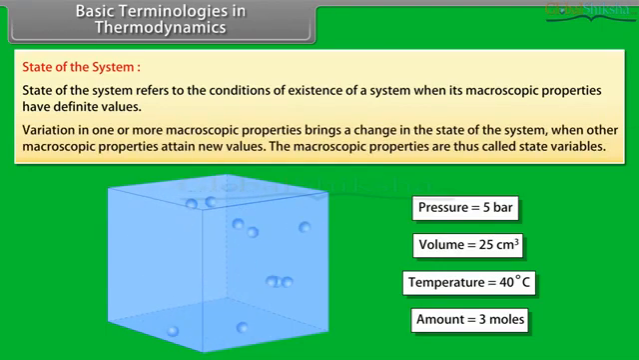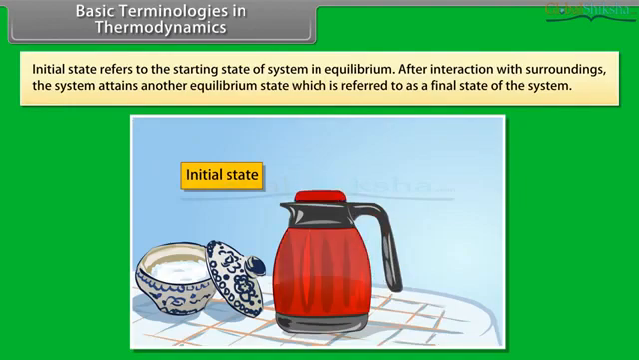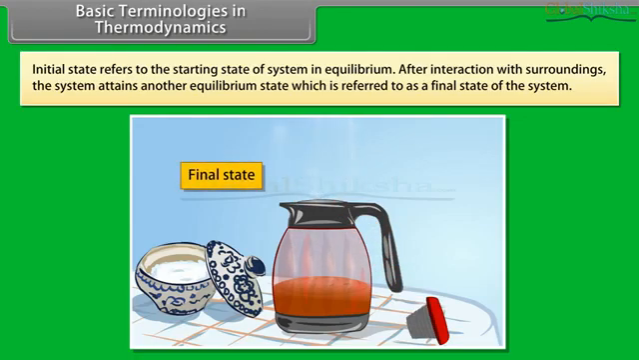Variation in one or more macroscopic properties brings a change in the state of the system when other macroscopic properties attain new values. The macroscopic properties are thus called state variables. Initial state refers to the starting state of the system in equilibrium. After interaction with surroundings, the system attains another equilibrium state, which is referred to as the final state of the system.